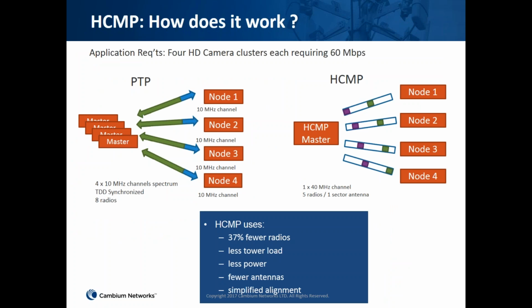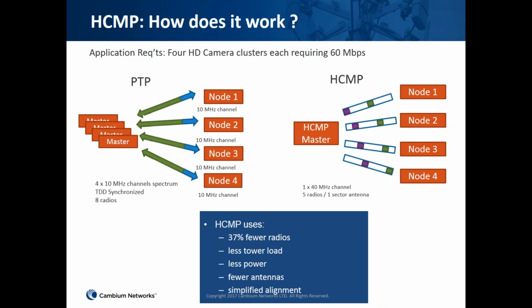So the next feature that we're going to focus on is called HCMP, which stands for High Capacity Multipoint. This is one of our most important software features. So just consider a scenario where you want to use video surveillance and your video speed is about 60 megabits per second on average. Instead of having 4 individual links, it's better to have one master that controls the 4 nodes as shown in the diagram.